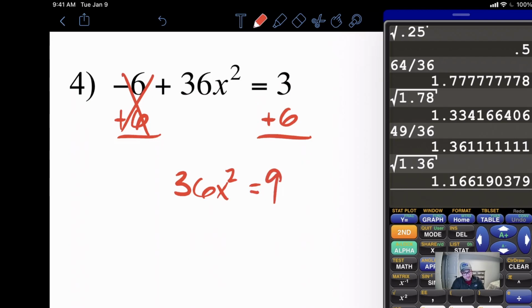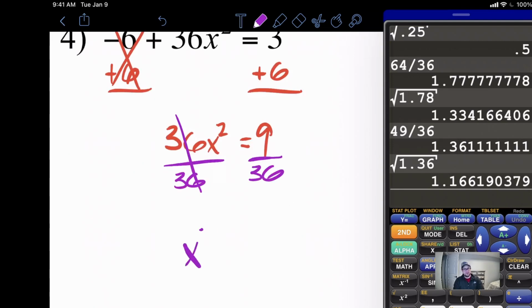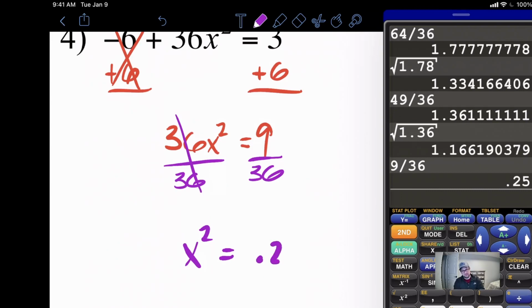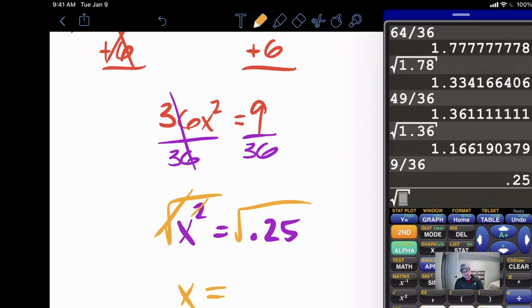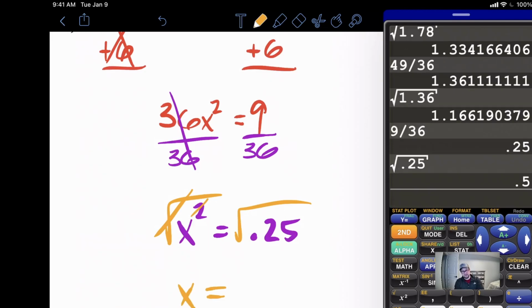Now, to get x squared alone, we want to divide off 36. These two cancel off. So you're just going to be left with x squared equals 9 divided by 36. Let's actually punch that in. 9 divided by 36 is 0.25. So, when we come over there, we want to square root both sides. These, of course, cancel off, and we're going to be left with x equals the square root of 0.25, which is 0.5, which makes that our final answer.